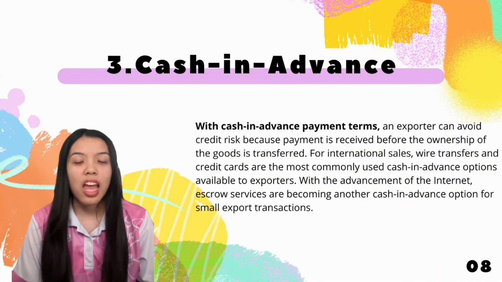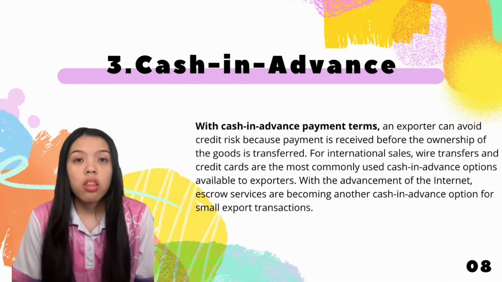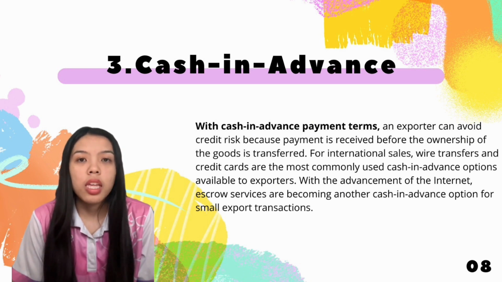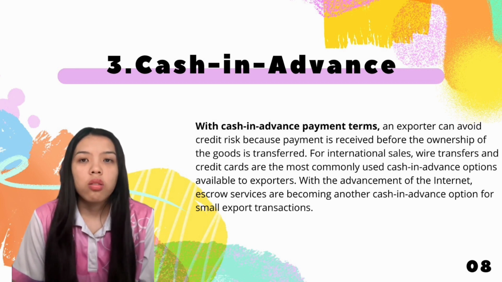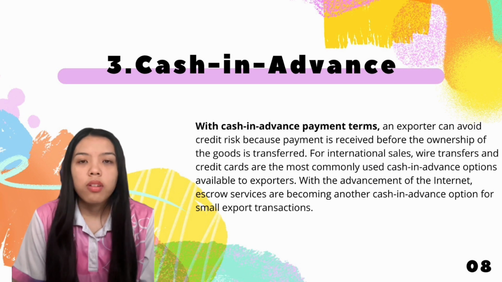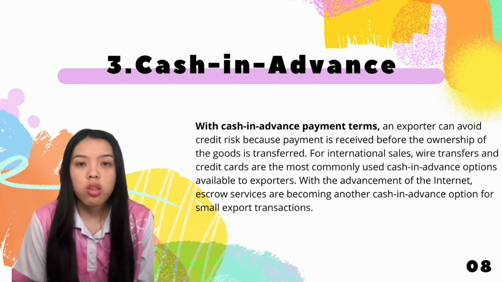3. Cash in advance. With cash in advance payment terms, an exporter can avoid credit risk because payment is received before the ownership of the goods is transferred. For international sales, wire transfer and credit card are the most commonly used cash in advance options available to exporters. With the advancement of the internet, escrow services are becoming another cash in advance option for small export transactions.